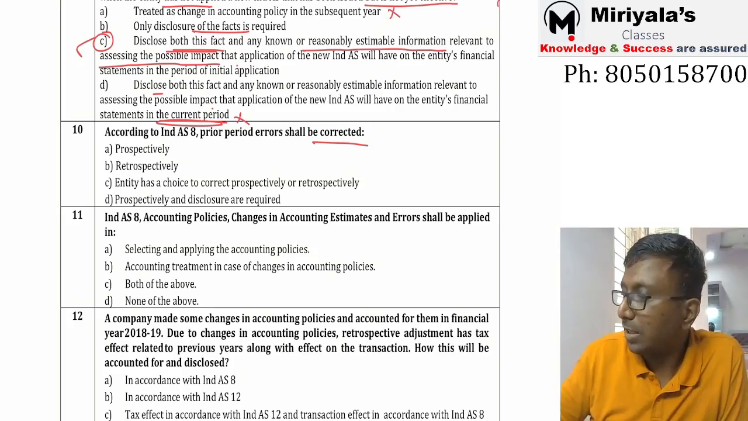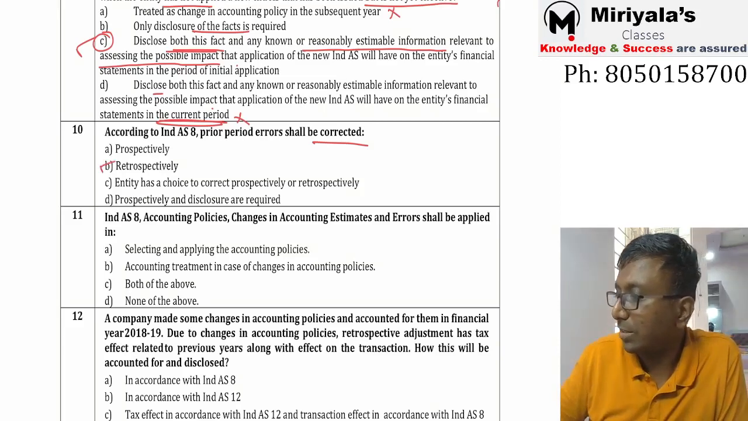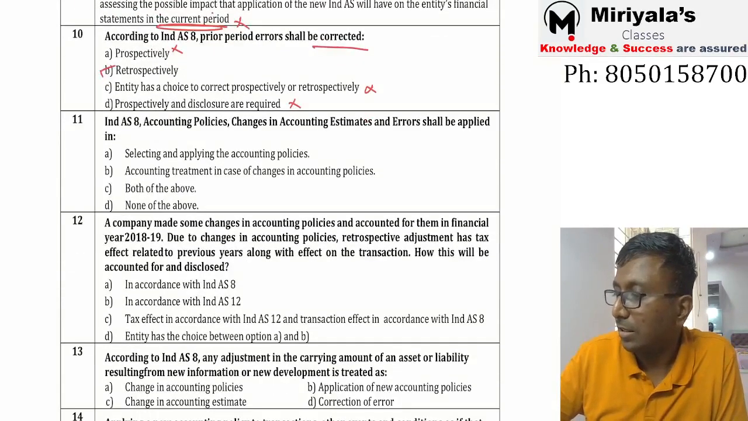Yes, obviously, prior period error should be corrected retrospectively. There is no choice. Prospectively and disclosure, wrong. Prospectively, wrong. Obviously, correct. Then the 11th question.